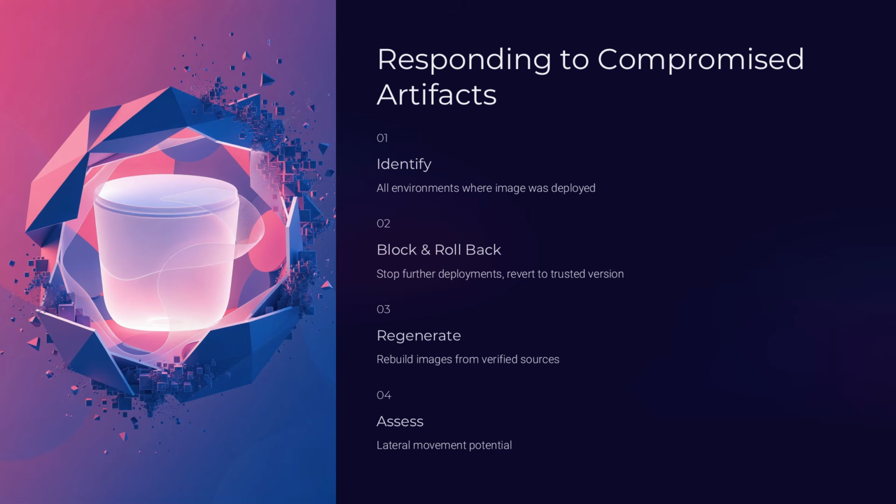Imagine discovering that a container image deployed last week contains malicious code introduced through a compromised dependency. Your response must include identifying all environments where the image was deployed, blocking further deployments, rolling back to a trusted version, regenerating images from verified sources, assessing lateral movement potential. DevSecOps environments allow rapid redeployment. That is an advantage if governance supports it. Your incident response plan must leverage automation to redeploy secure versions quickly. Speed can mitigate impact if controlled.